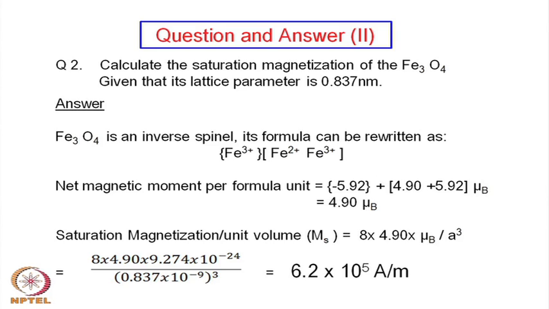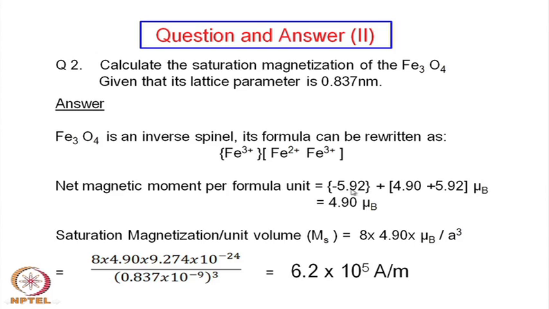The saturation magnetization is basically defined per unit volume. So, this is how you can calculate saturation magnetization per unit volume: Ms equals 8 into Bohr magneton.